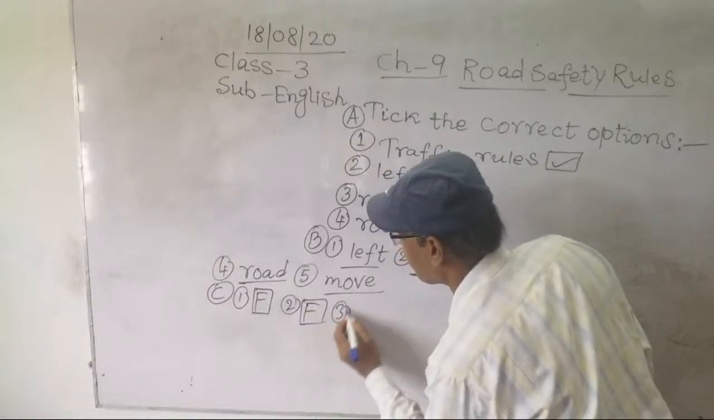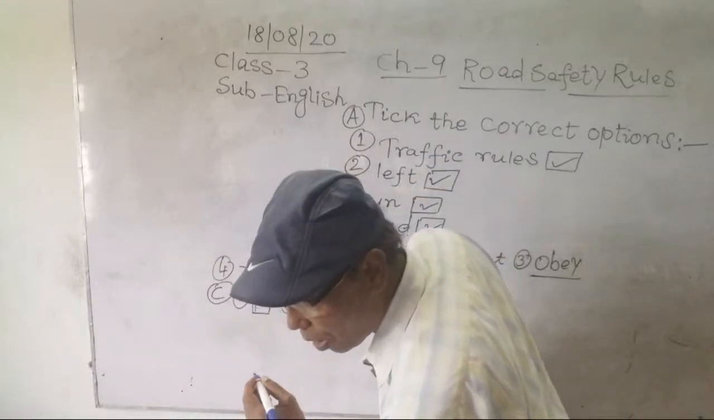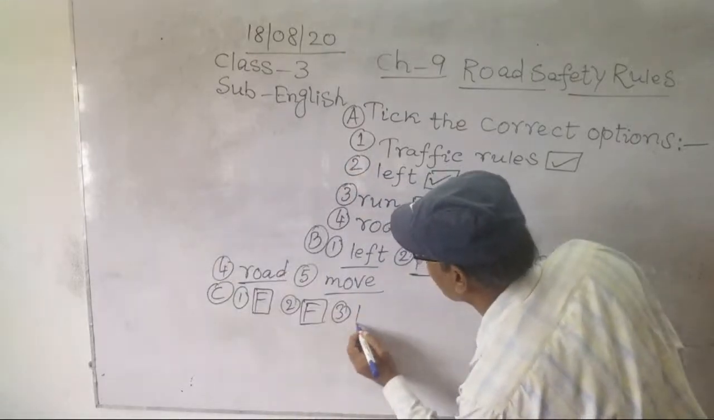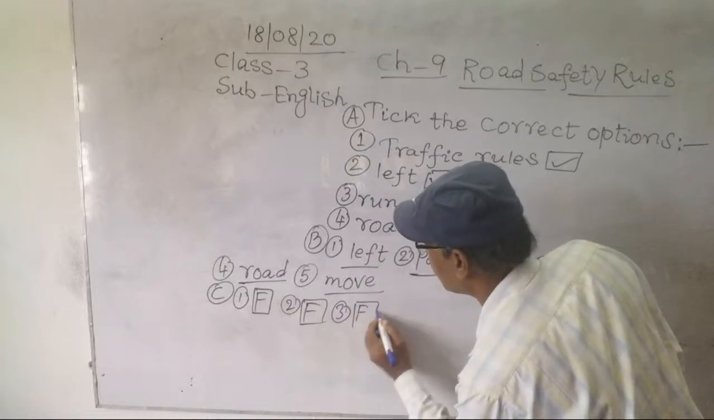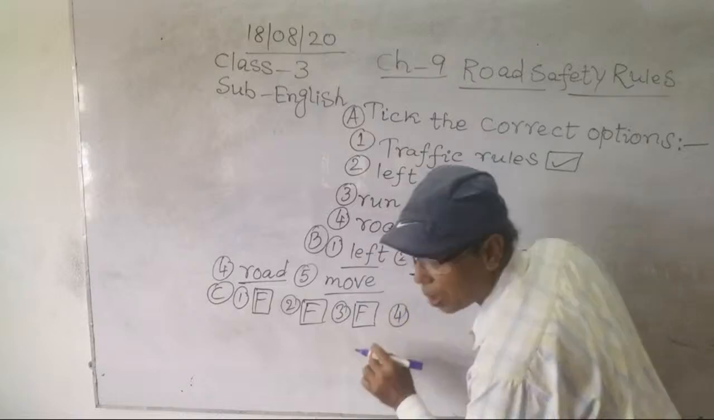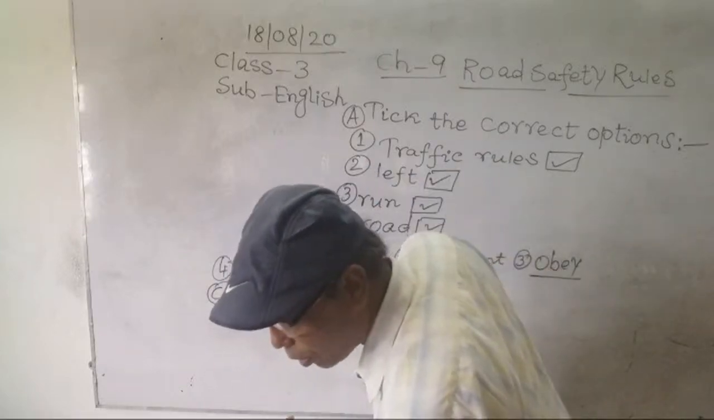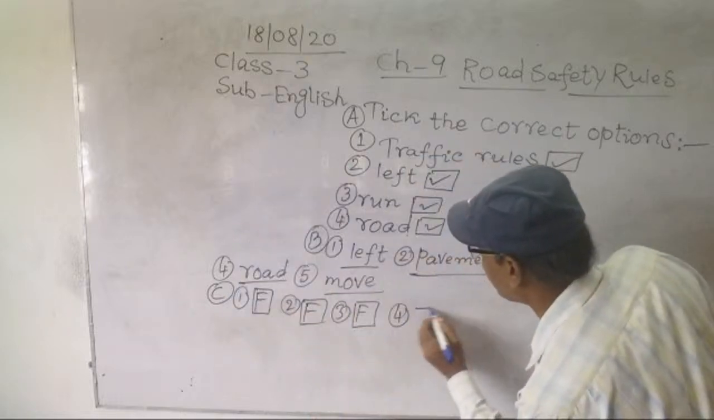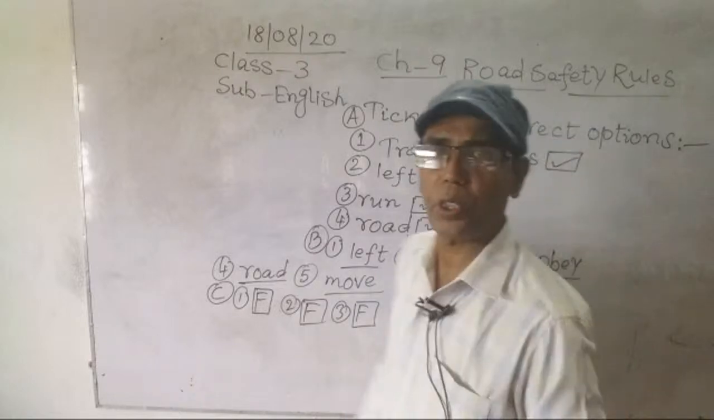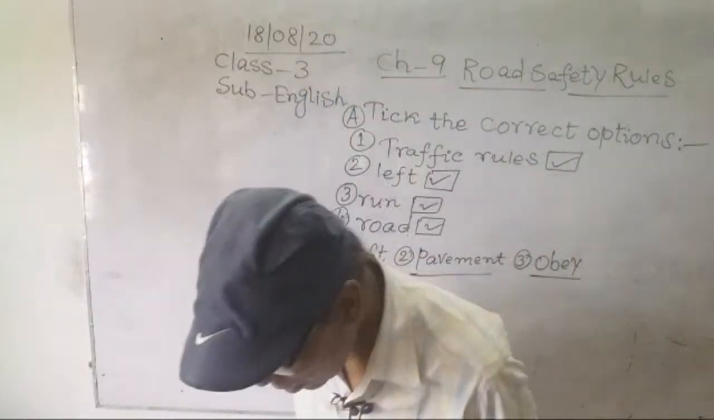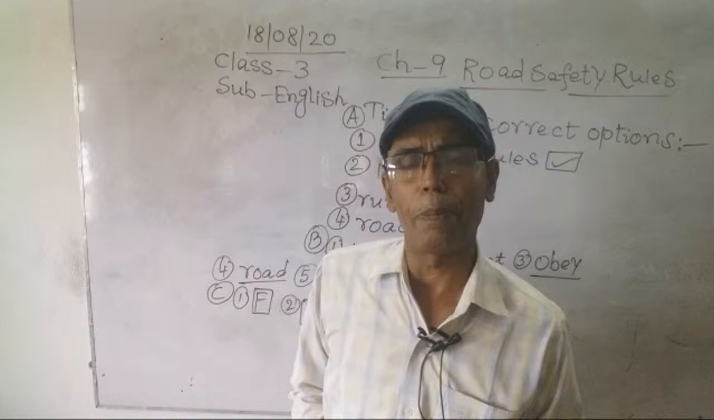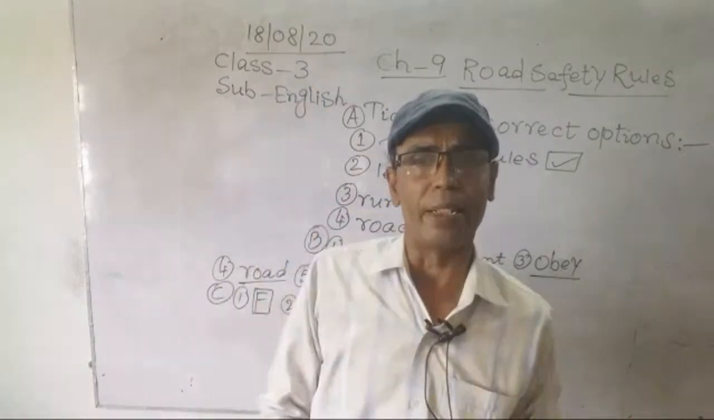Number three, we should move when the traffic light turns red. False. Number four, we should follow traffic rules for our safety. True. In this way, the objectives of chapter 9 are completed.